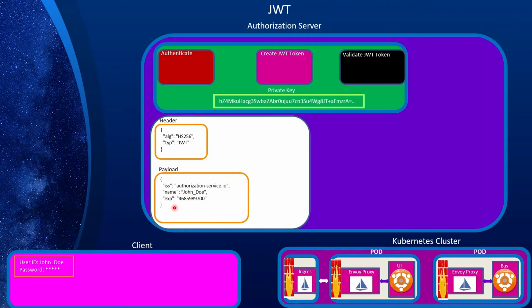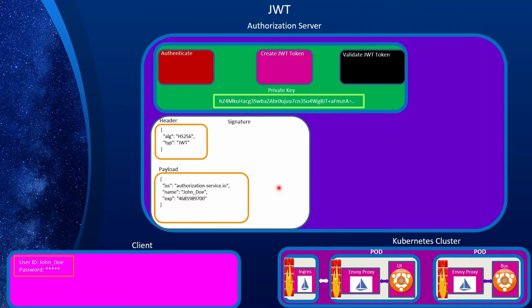Then it has a payload, and the payload basically consists of the claims for the client. In this case, let's say we have the issuer name, which is the name of the server, the name of the user who has been authenticated, and the date that this token expires. So usually these tokens have a very short life span, and they expire maybe within minutes.